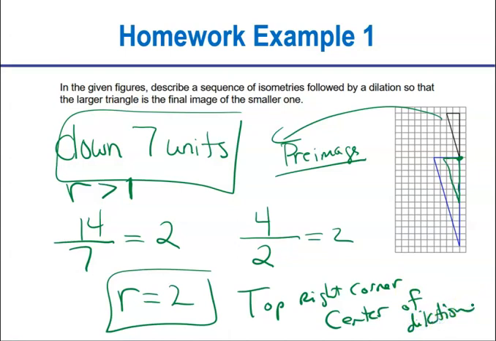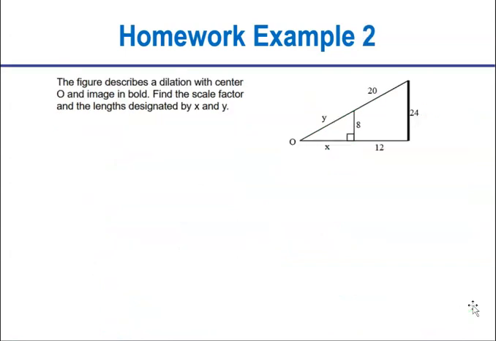Okay, now let's try another homework example. We're just going to call this done. All right, the figure describes a dilation with center O and image in bold. Find the scale factor and the lengths designated by X and Y. So notice I'm going to highlight it. I know it's bold, but that is our image, which means this guy over here is our pre-image.